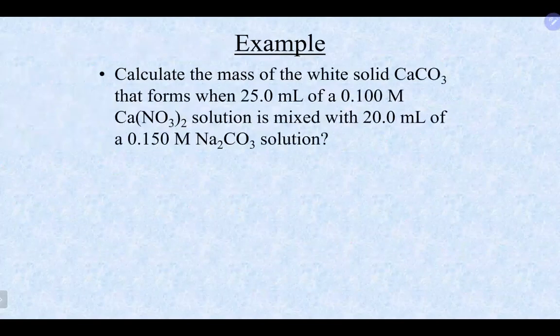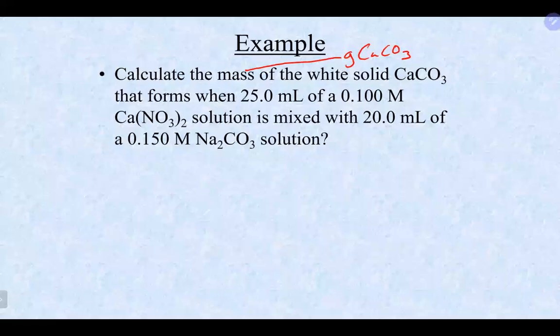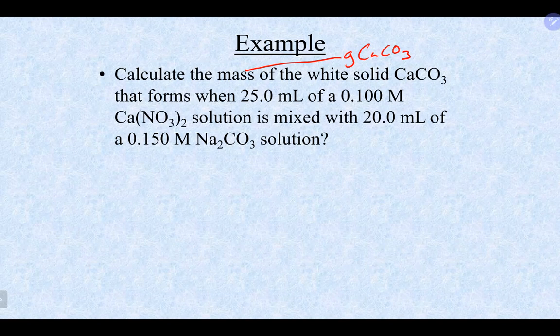So we want to work out this example here, where we want to calculate the mass in grams of calcium carbonate. So we'll look for the grams of calcium carbonate that forms when 25 milliliters of 0.1 molar calcium nitrate is mixed with 20 milliliters of 0.15 molar sodium carbonate. So we'll do the equation here together.